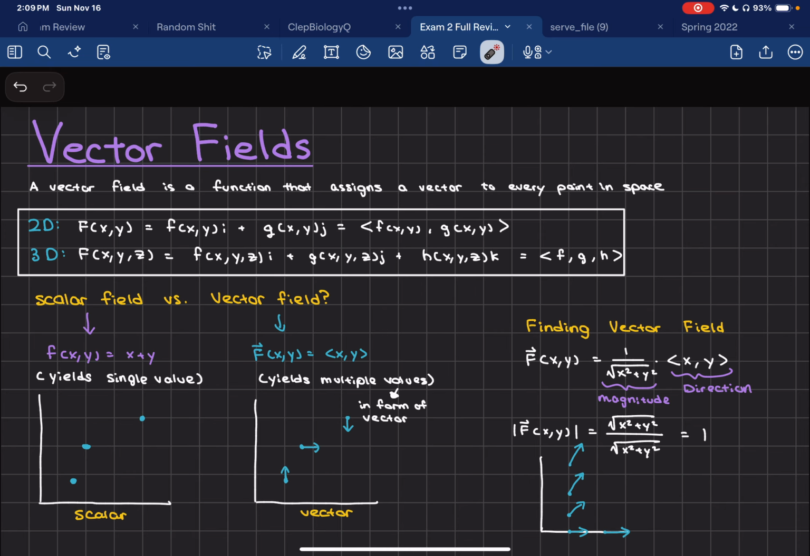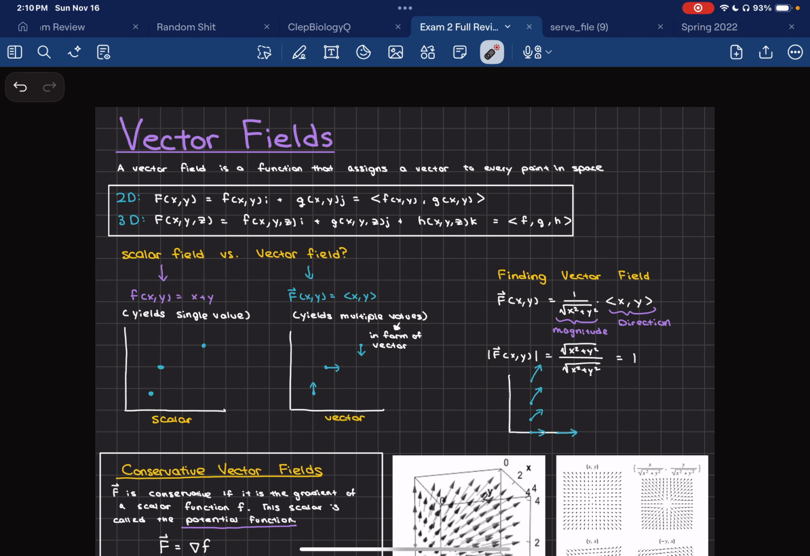Okay, so I want you to think about this. A vector field is a function that assigns a vector to every single possible point in a space. That's confusing. It confused me at first too, but you should just know these two. This is a 2D vector field. As you can see, it'll be a vector of f of x y, g of x y. It'll be the same for 3D.